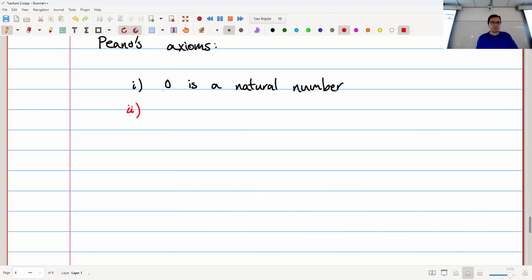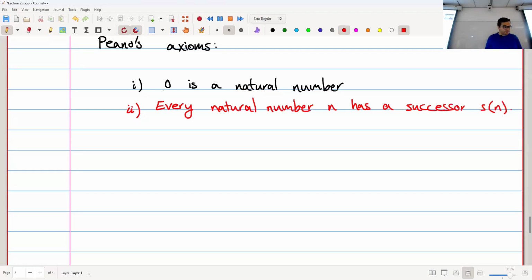say the axioms of equality, is that every natural number has a next number or a successor. So every natural number n has a next number or a successor. And we show that by S of n, the successor. Okay. This is the second one.